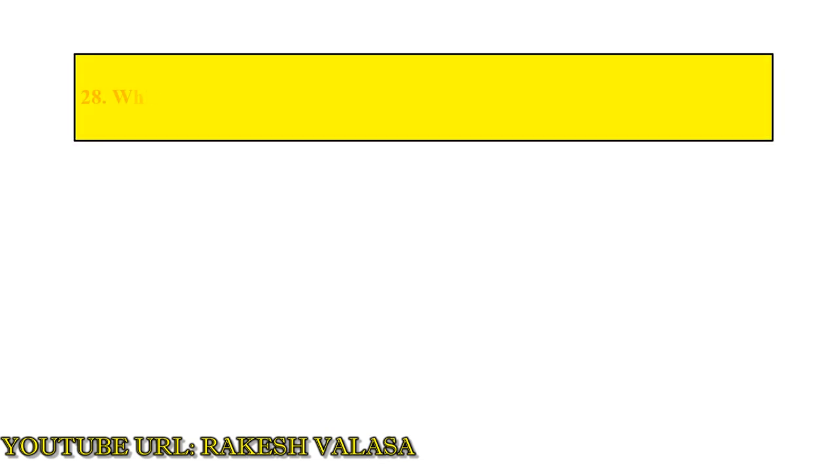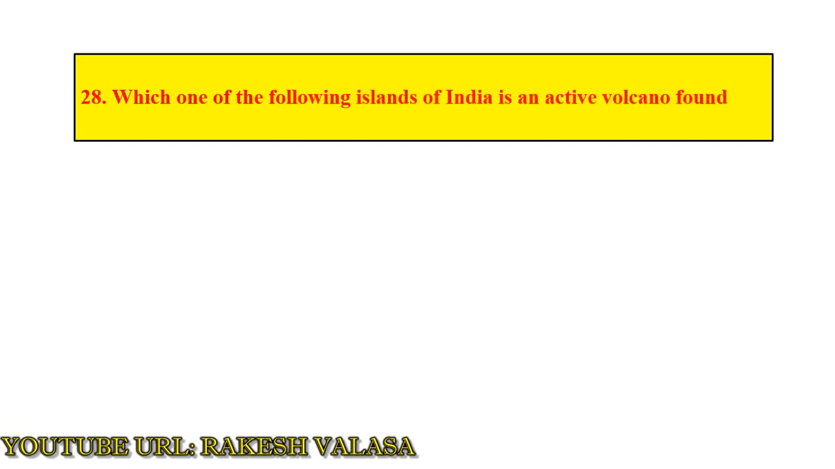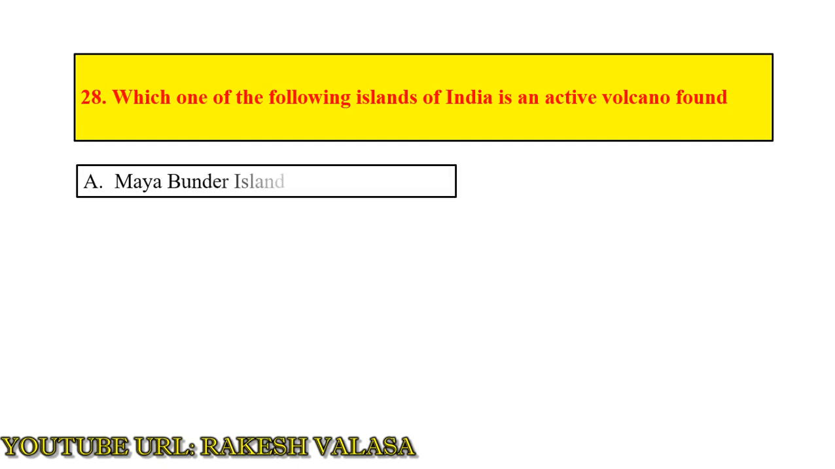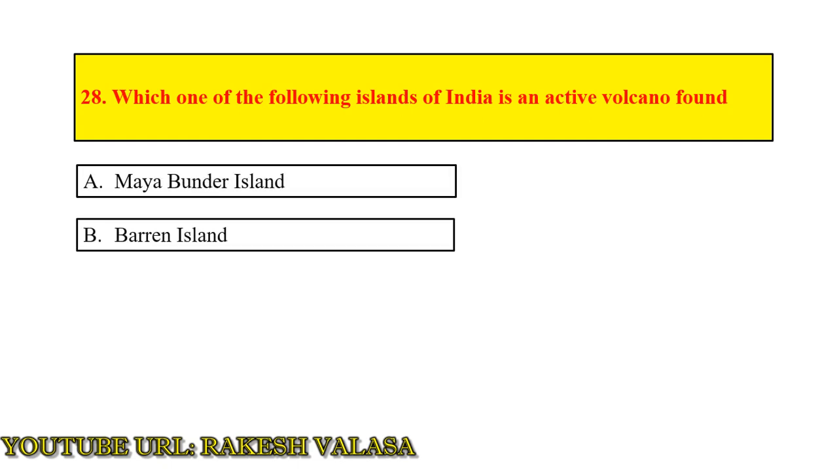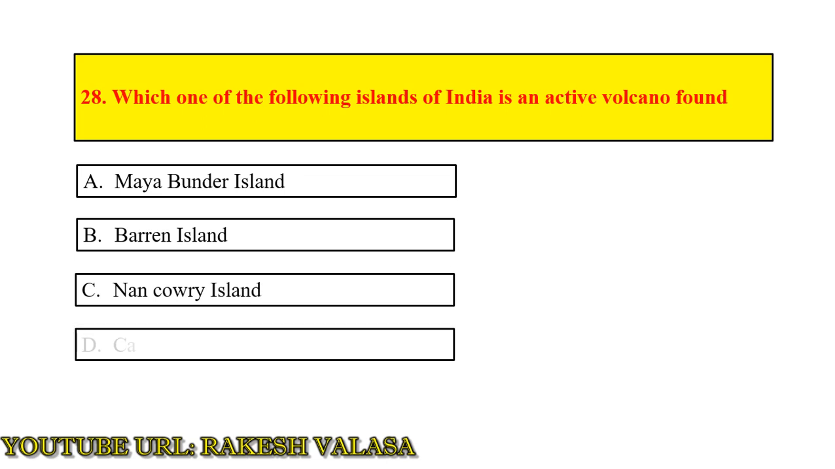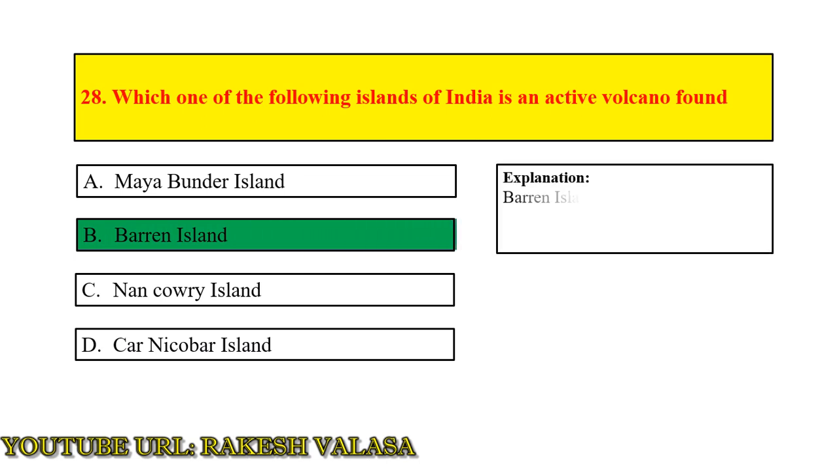Question number 28. In which one of the following islands of India is an active volcano found? Answer. Barren Island. Explanation. Barren Island is located in the Andaman Sea. It is the only confirmed active volcano in South Asia.